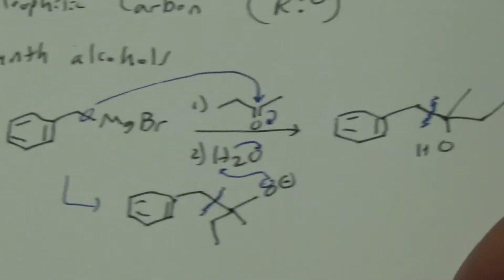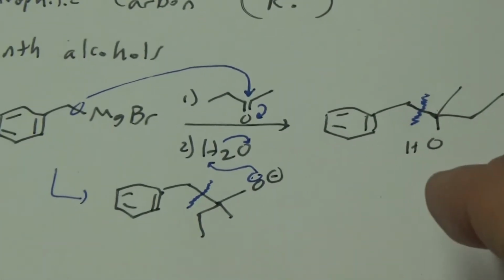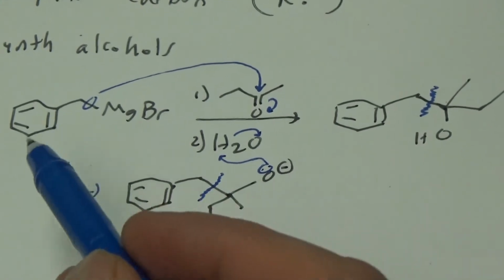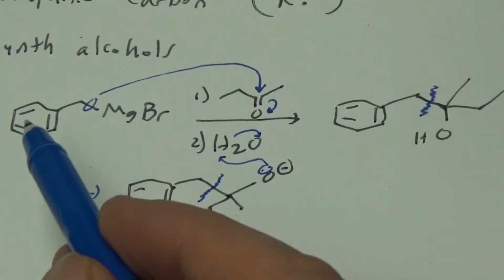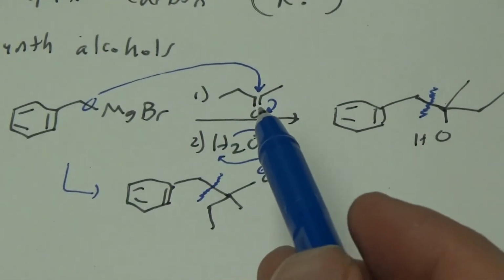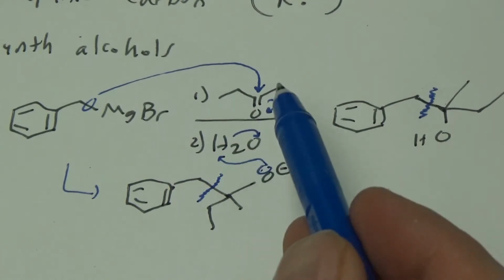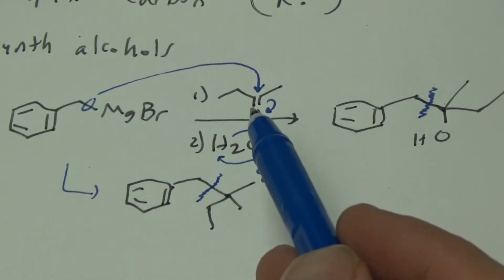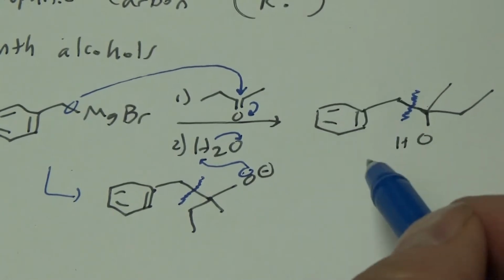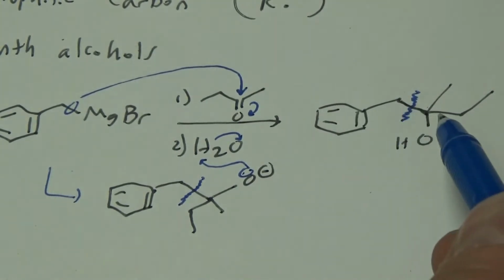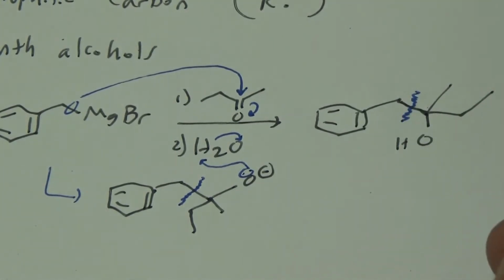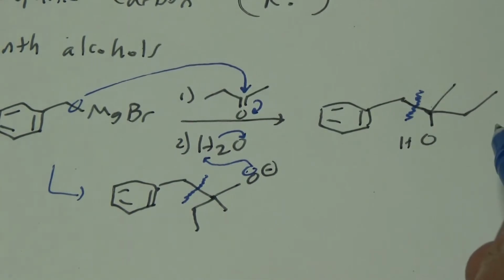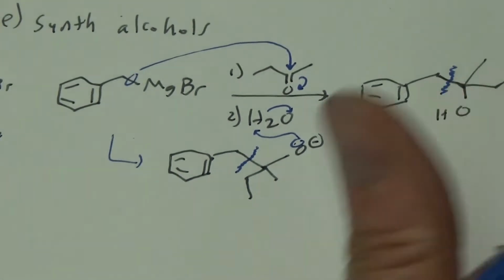And I can also confirm this arithmetically. How many carbons are on the left? 6, 7. How many carbons are here? 4. So 7 plus 4 should be 11. Let's see if I get 11. 6, 7, 8, 9, 10, 11. All right, so our math makes sense. Okay, let's just do one more.